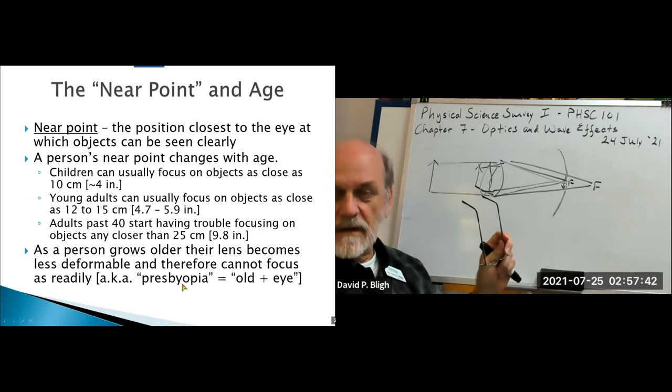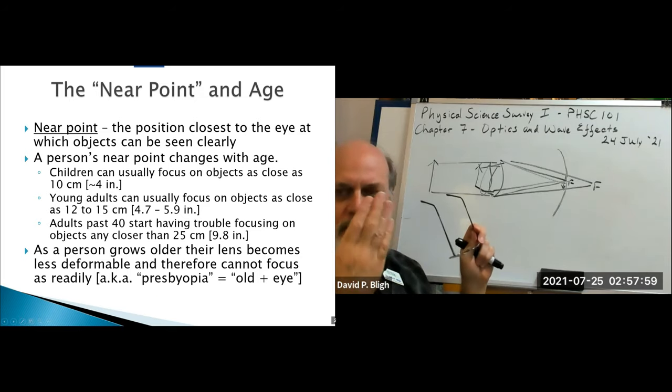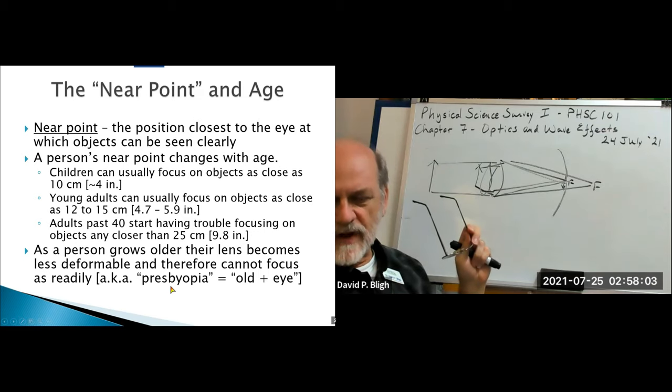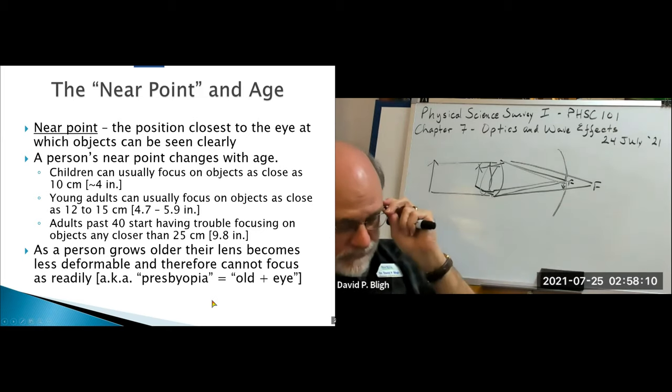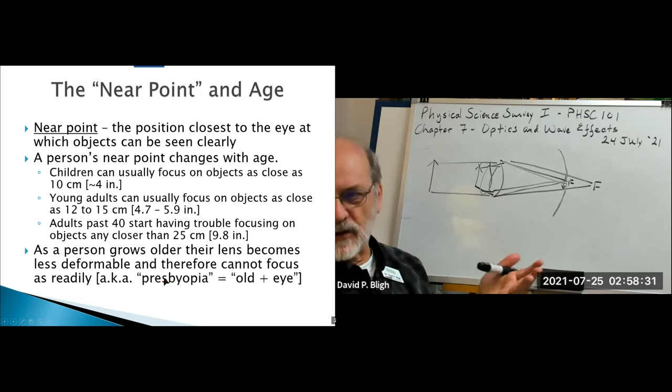As you age, the lens becomes less and less deformable. It cannot change shape as easily. So it becomes more difficult to focus on things that are close. This is known as old eye, presbyopia. Presby means old, and opia, of course, means eye. That's why the Presbyterian denomination got its name. Presbyterians, that's a Christian denomination that's ruled by old people. Presbyterian, presbyopia, old eye. I say old people, the proper term is elders. It's elder rule.